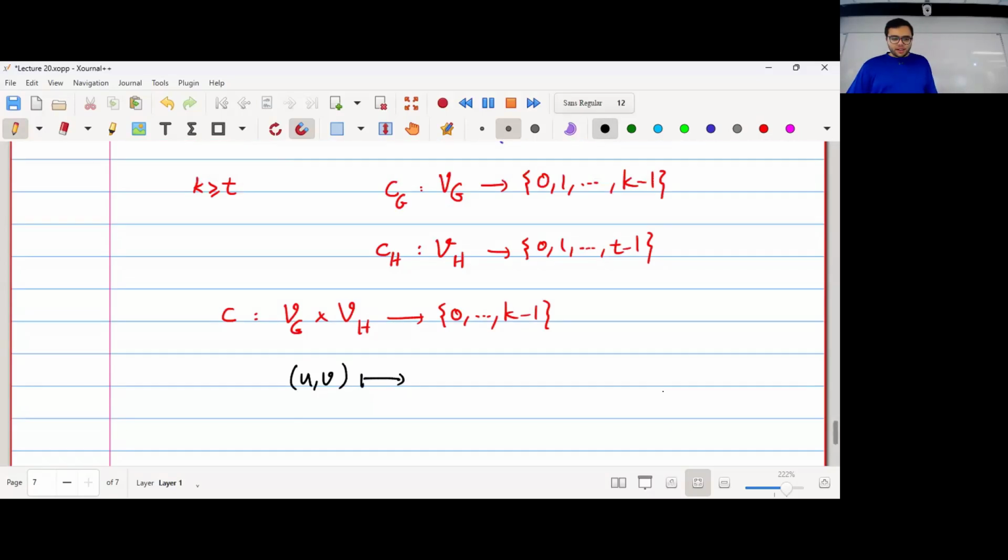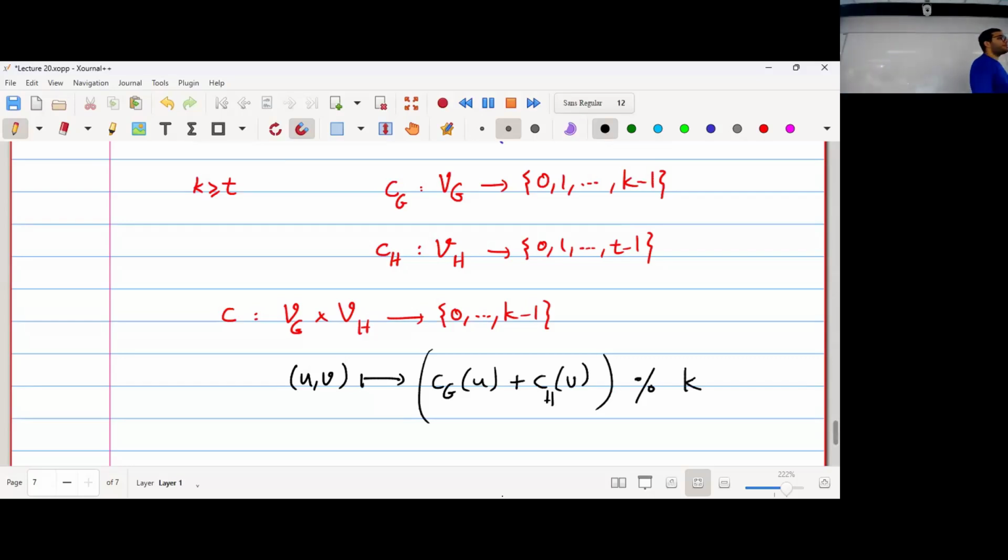Well, I can just take the color of U in G, and I can take the color of V in H and just add them together, right? But my problem is that I wanted my numbers to be between 0 and k minus 1. So I do all of these things and I take this modulo k. So I take the remainder when divided by k. Now I have a way of assigning colors between 0 and k minus 1 to every vertex of my product graph.